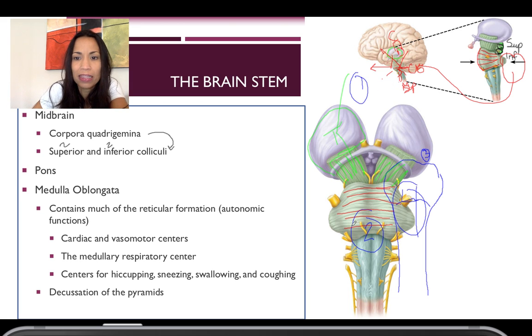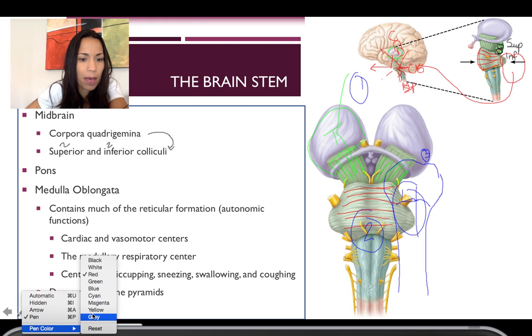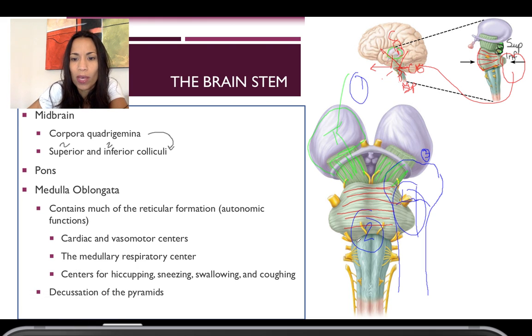And last but not least, what color should we grab? Magenta. Magenta, to explain the beautiful medulla oblongata. The medulla oblongata is the last, most inferior portion of the brainstem, but of the brain in general.